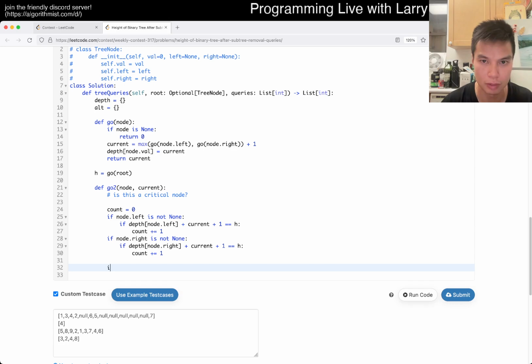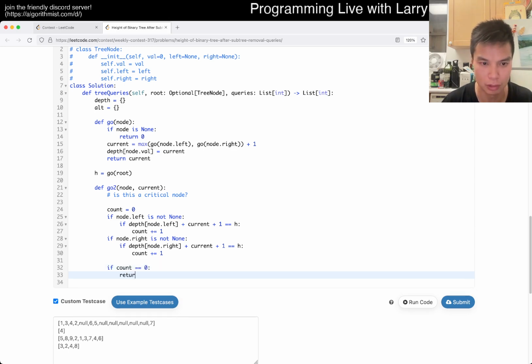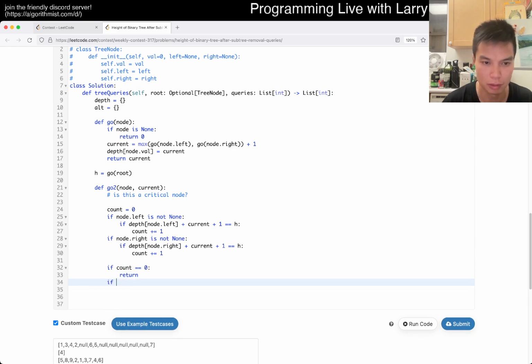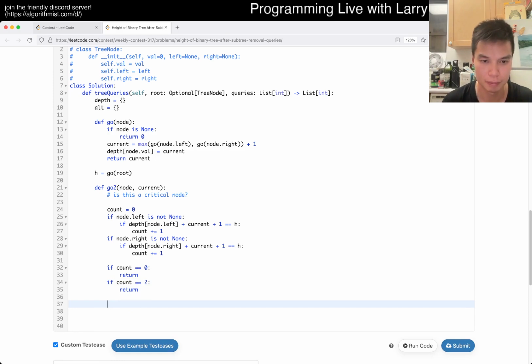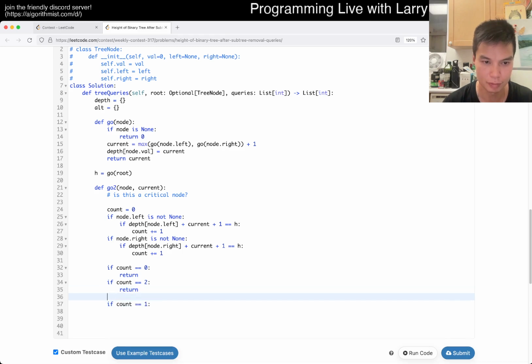Okay, so if count is 0, we can just return. Doesn't mean anything. If count is equal to 2, what does this mean? That doesn't mean anything about returning this node, but it means that removing the child doesn't change the answer, right? So then we can also return because we just don't process. Otherwise, if count is equal to 1, then we do it again maybe.